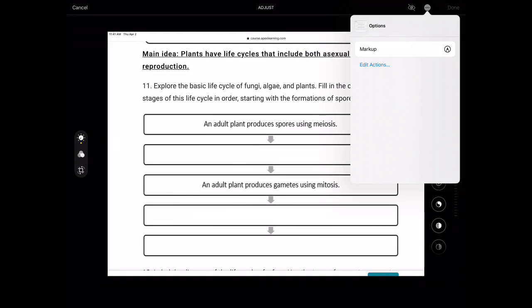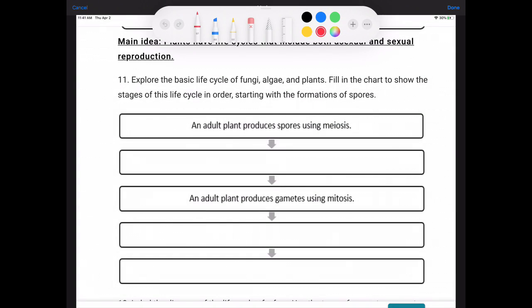Next question. Main idea: plants have life cycles that include both asexual and sexual reproduction. Explore the basic life cycle of a fungi, algae, and plants. Fill in the chart to show the stages of this life cycle in order, starting with the formation of spores. So an adult plant produces spores using meiosis, and then spores grow into plants that can produce gametes.